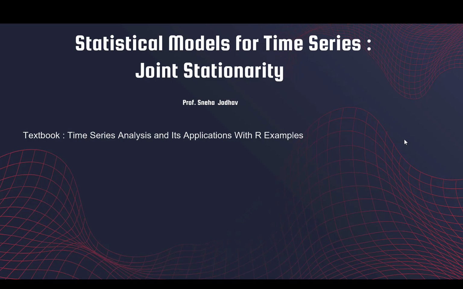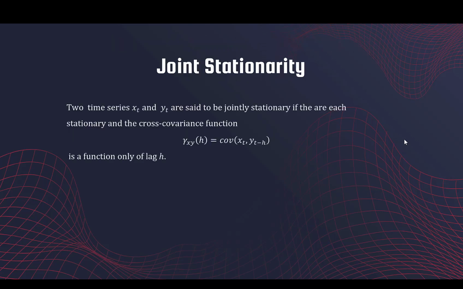We are going to see under what conditions two different time series are considered to be jointly stationary. This is an extension of the concept of stationarity. Two time series x and y are jointly stationary if each is stationary and the covariance function depends only on the lag. Lag is the distance between the 2 points.